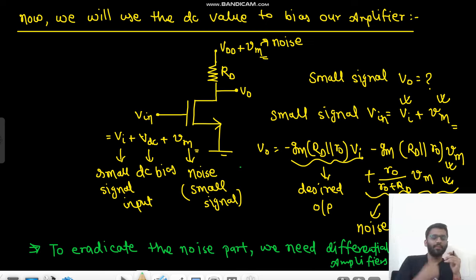So now what will differential amplifier do? It will eradicate the noise part. Now how it will do that, that we will see. Okay. So first, what did we see?